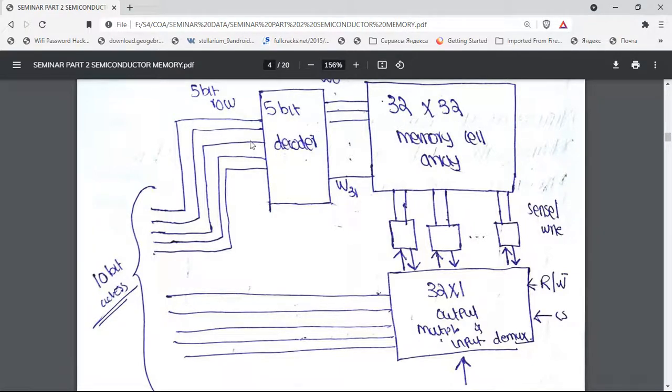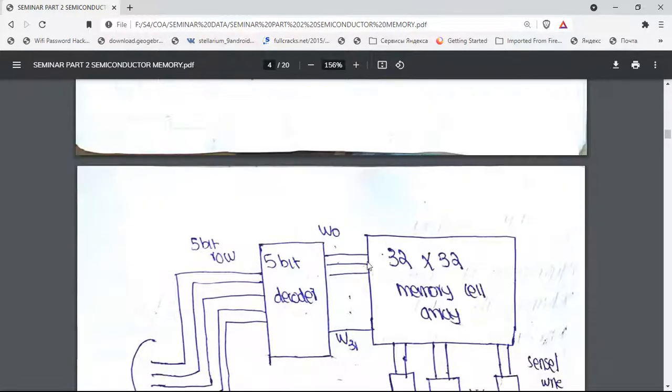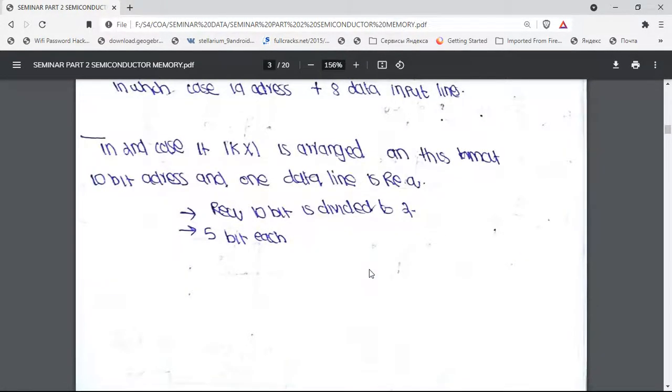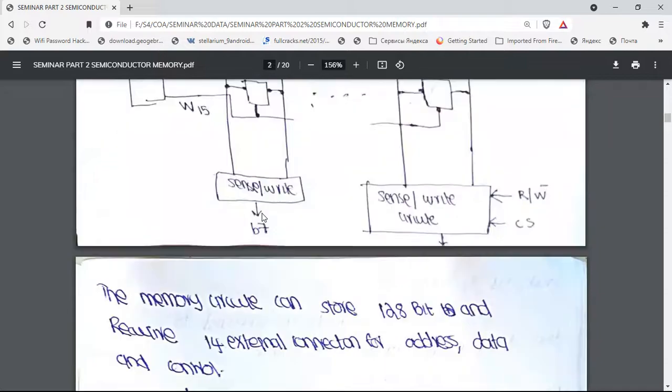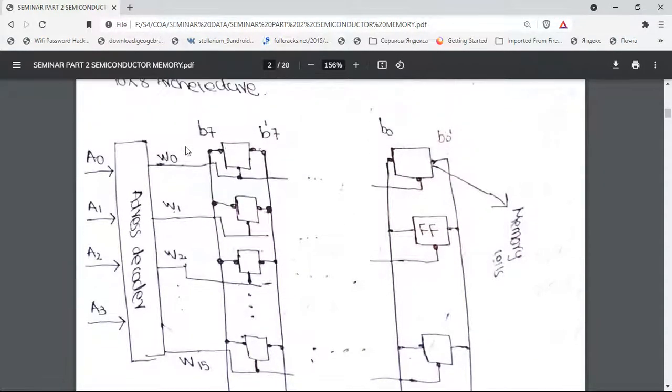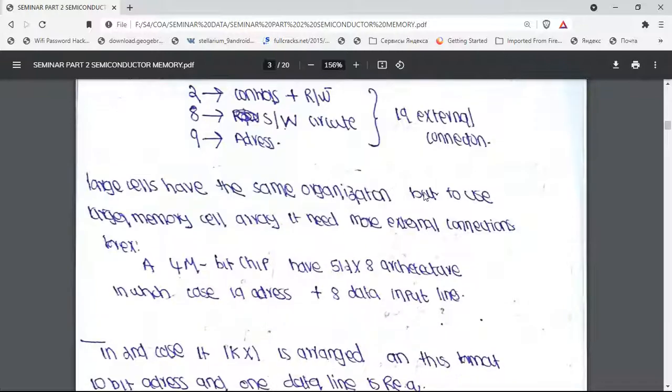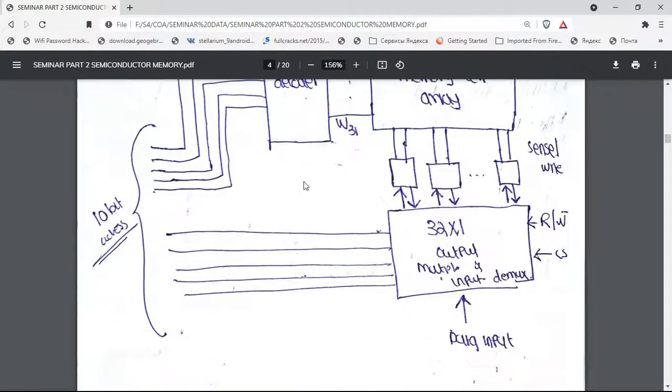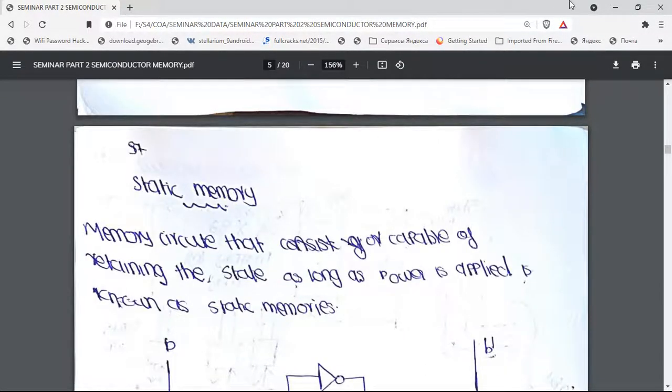There will be a 5-bit decoder for row, and all the 10 bits are divided into 5 and 5. We will discuss it in a later video. I think this is the thing we have to understand, how this circuit works. Okay, so I think it's enough. And in the next video we will discuss how the read and write operation is executed here. Okay, so that's all.